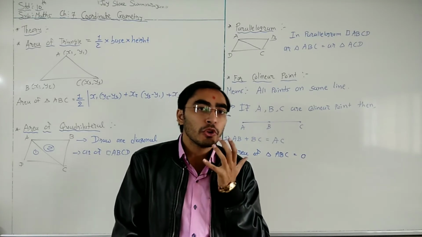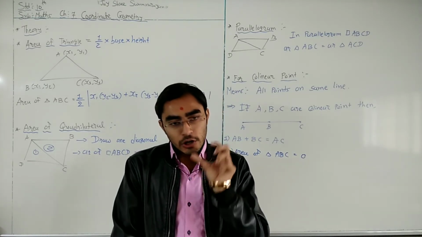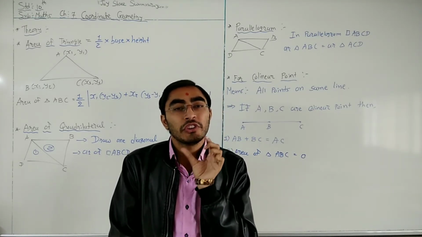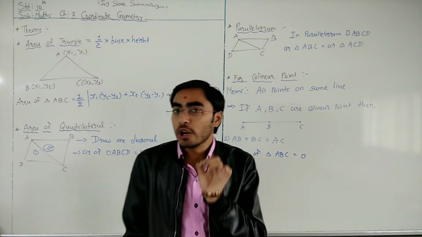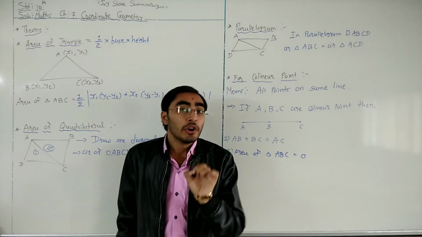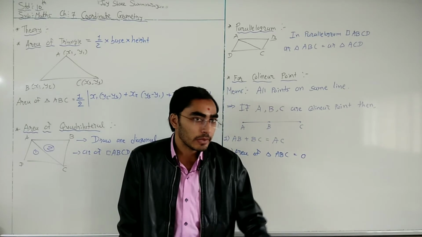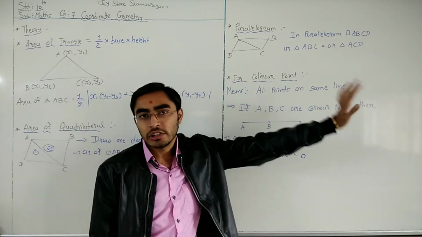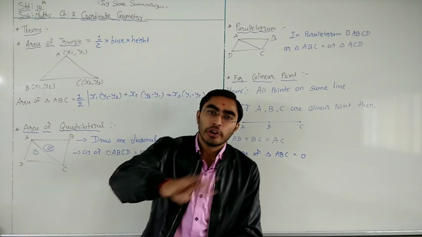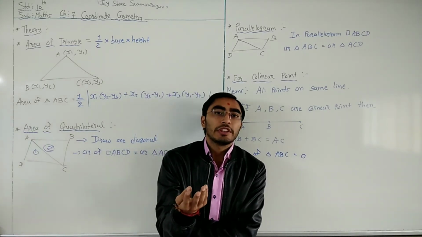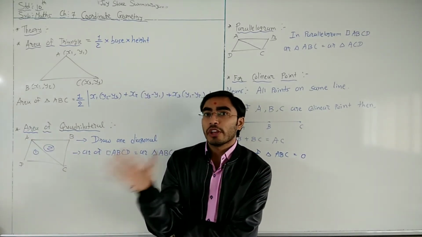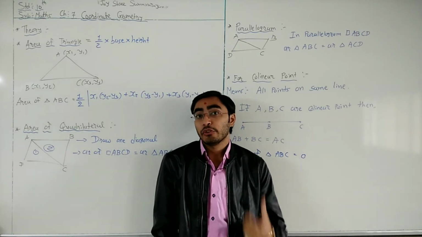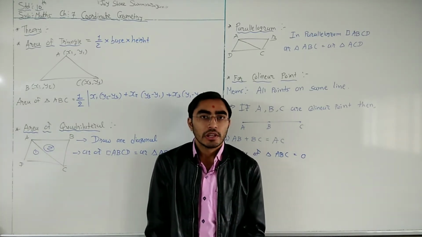So first of all, what do you mean by collinear points? Collinear, that means on the same line. Okay, collinear points means what? Points lie on the same line. So first of all, meaning all points on same line. If 4 points are given to you and you say they are collinear points, so all 4 points are on the same line, it is called collinear points.